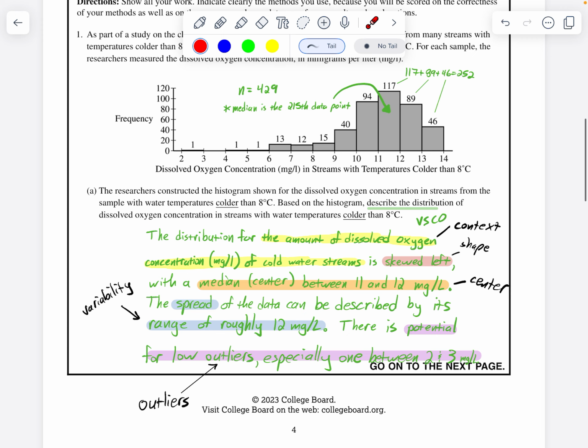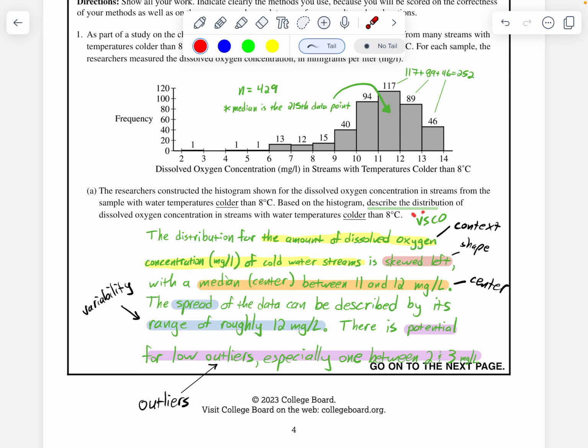So essentially, guys, this first one is simply VSCOC, and you need to have 5 things. V is for variability, so I did that down here. The spread. For variability, you can do range or standard deviation. Looking at this, though, we don't have the actual data. We just have how many are in each bar. So I did the range, and I said it's roughly 12, because it could go from 2 to 14. That would be the largest possible range. It could also go from 3 to 13, so that's why I said it's roughly 12. Don't say exactly. That would be bad.